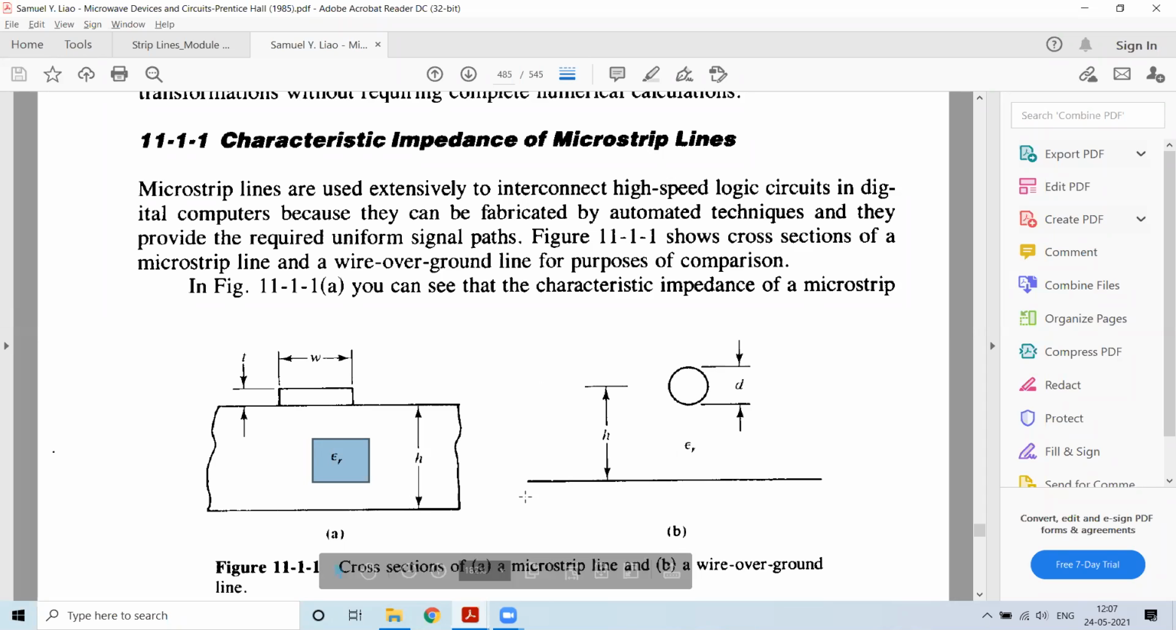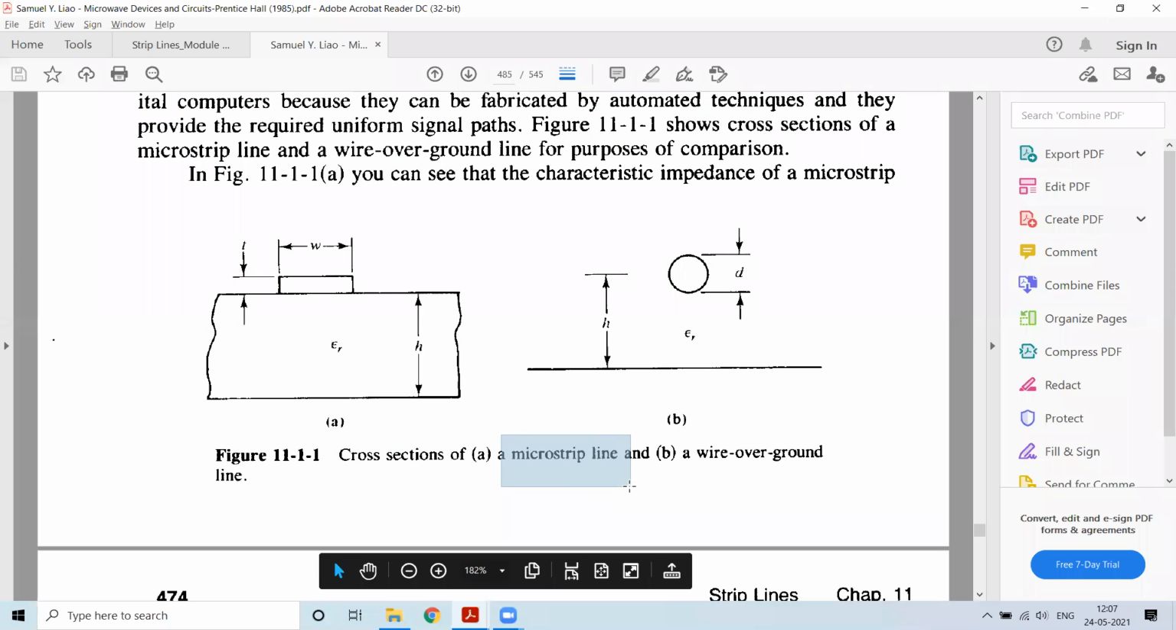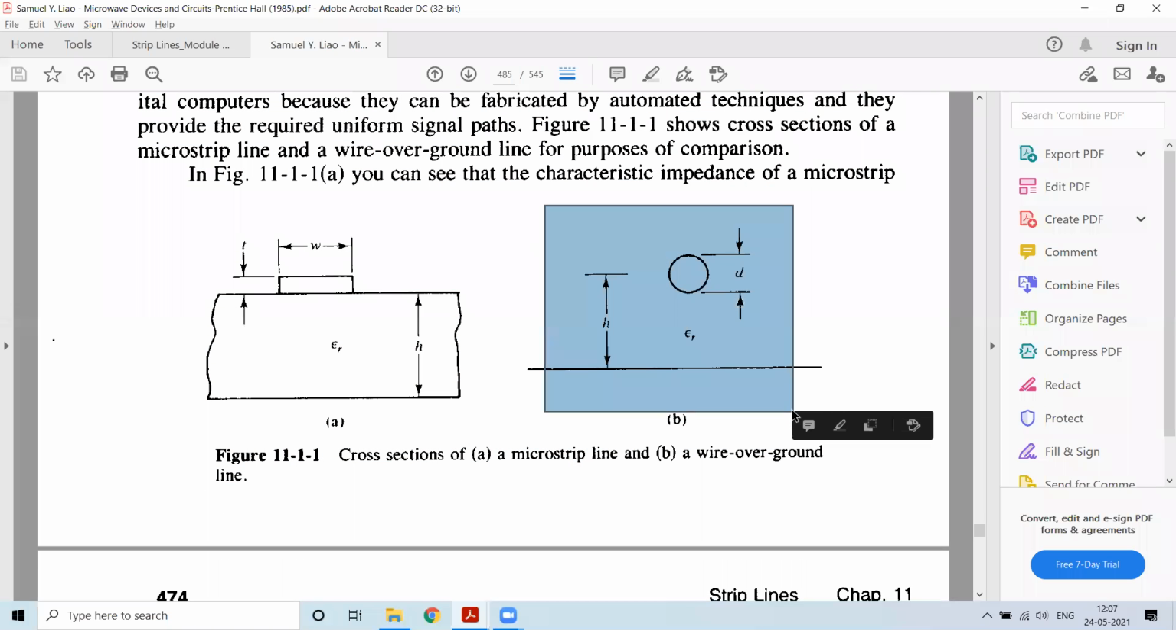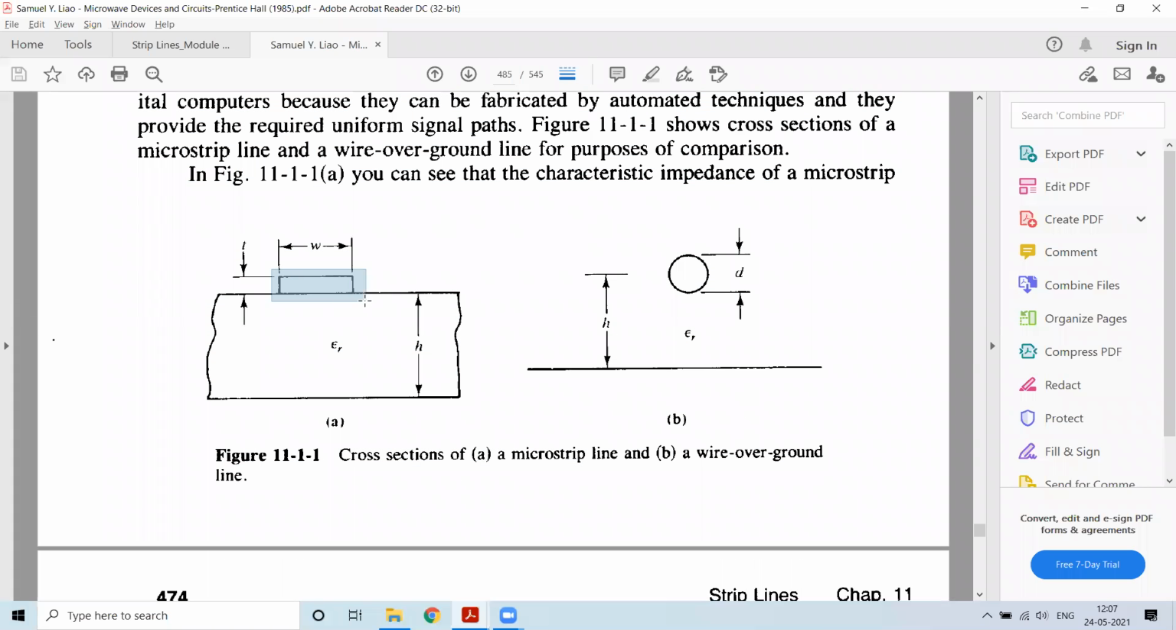The substrate material present within this region has a relative permittivity of epsilon r. Now, generally such microstrip lines are represented in the wire over ground representation. You have a wire at a height of h from the ground, the relative permittivity of the material between the wire and the ground is epsilon r, and d is the diameter of this conductor.